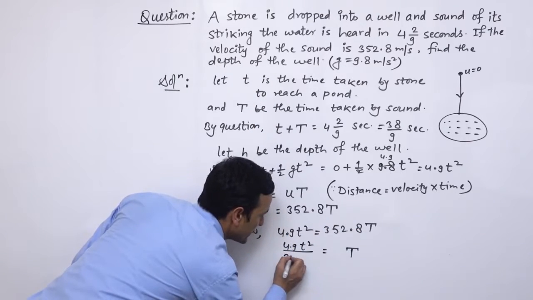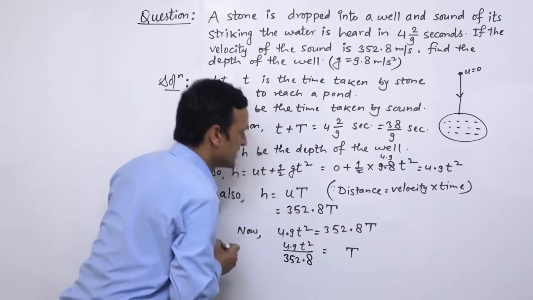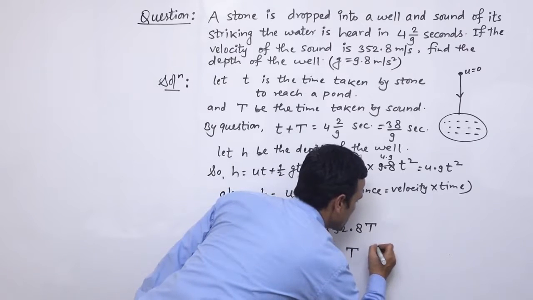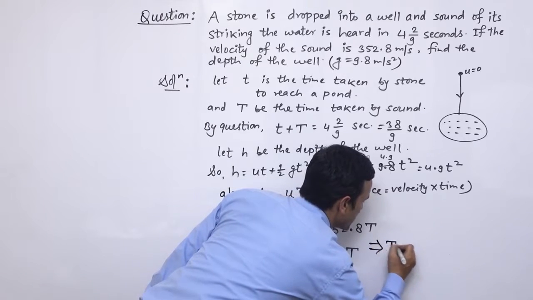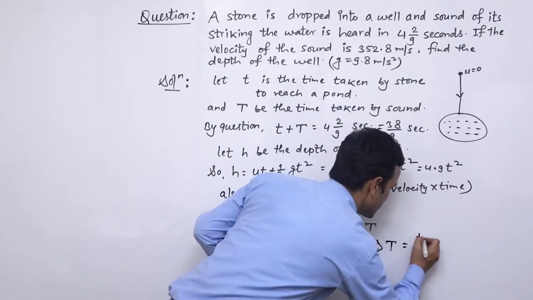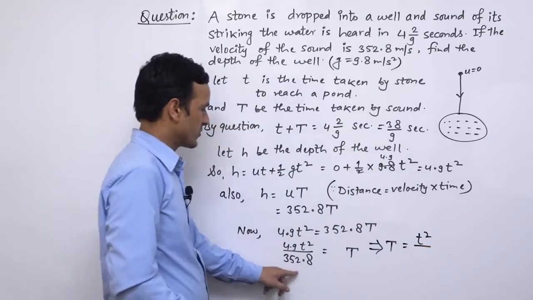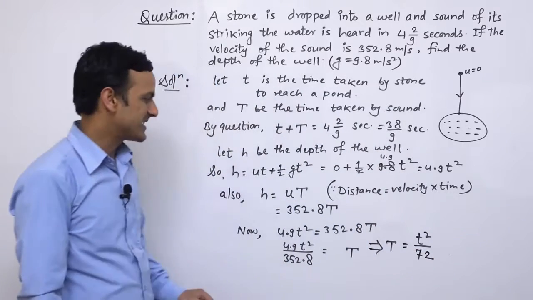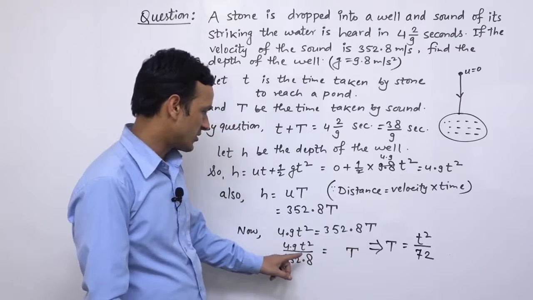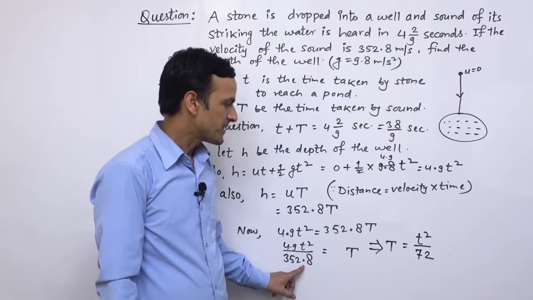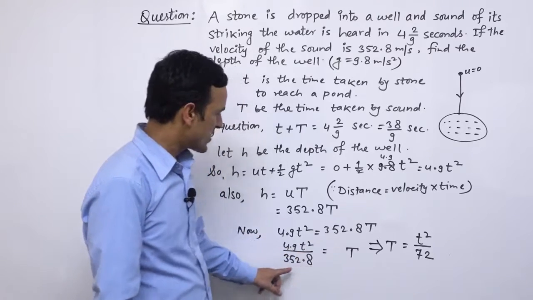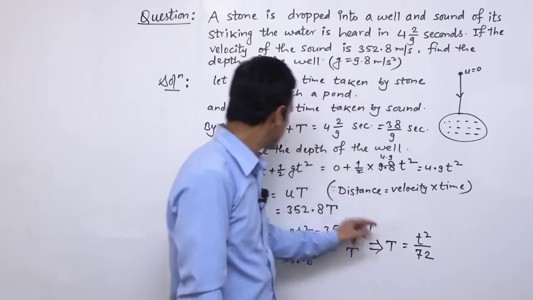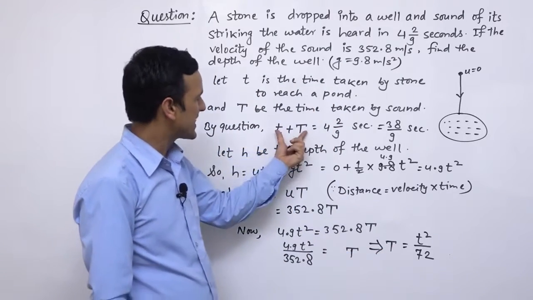Then we can cut down this and this, and so this implies capital T is equal to t square divided by this and this. If you cut down, then it will be 72. You can solve by using a calculator. So capital T is equal to t square divided by 72. So in this way, we can find out the value of capital T. Now we can substitute this value of T in this position. So here we can substitute.